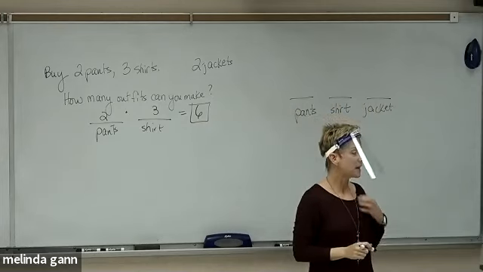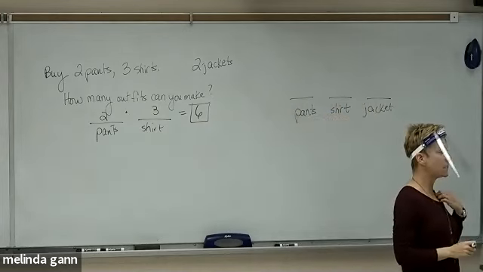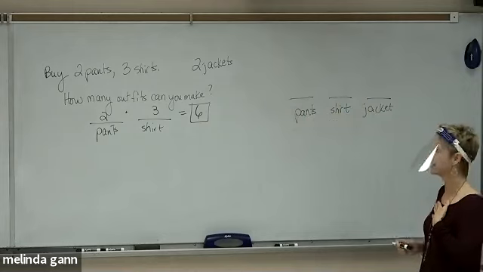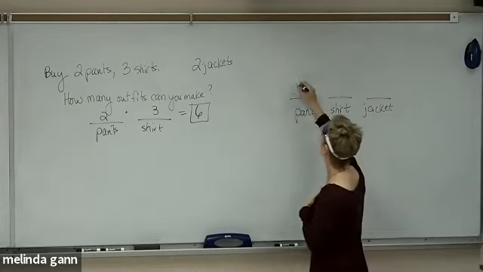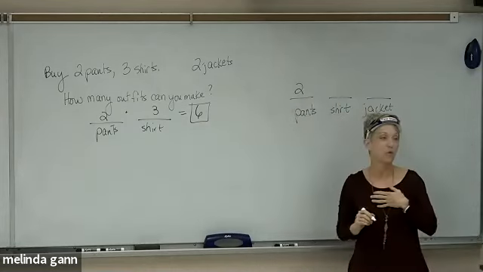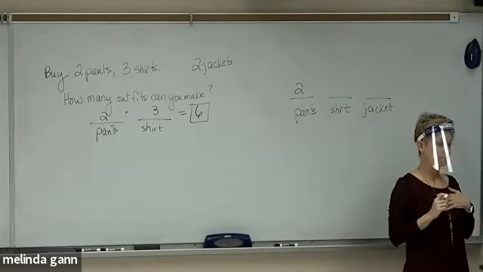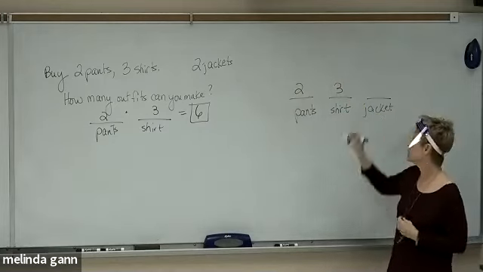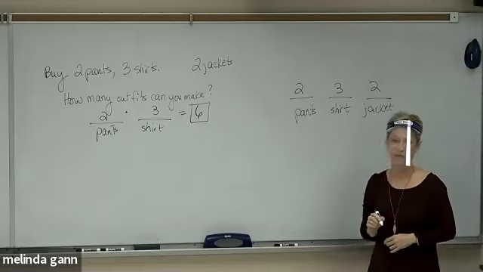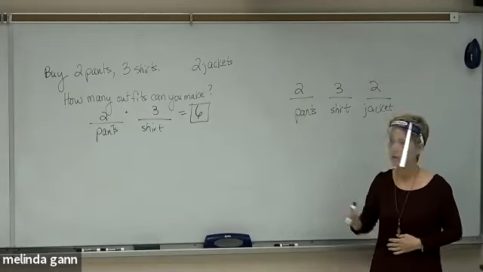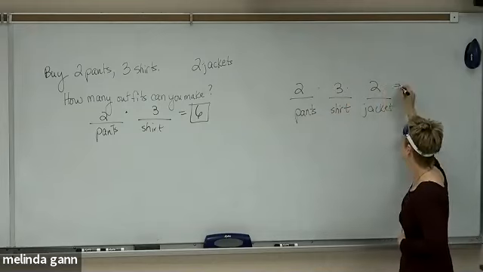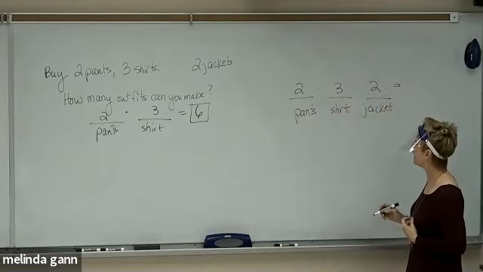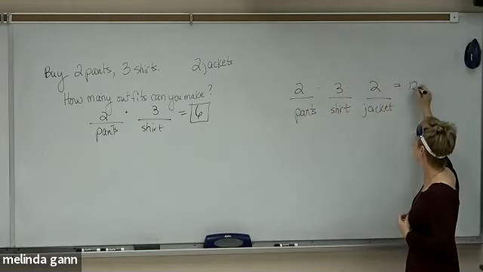So when I go into my closet that morning, how many choices do I have for pants? 2. How many choices do I have for a top? 3. What about a jacket? 2. What does the counting principle say I do with those 3 numbers? I multiply. Now how many different outfits do I have? 12.